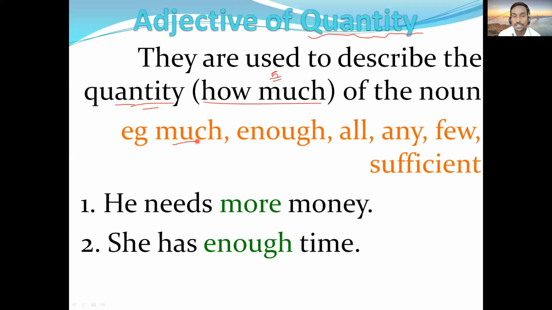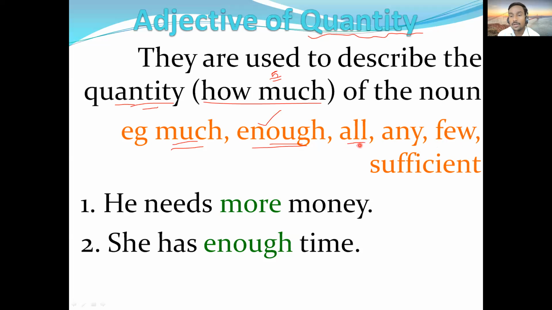So let's see, much time, much sugar, much money, so that people can relate it with nouns. With enough we can say enough practice, enough time, enough money, enough rest. You can also think of your own examples. We are not taking examples one to one because of the constraint of time; we do not have much time.